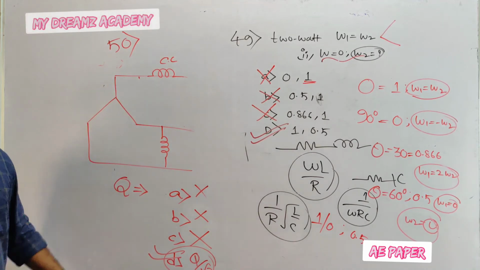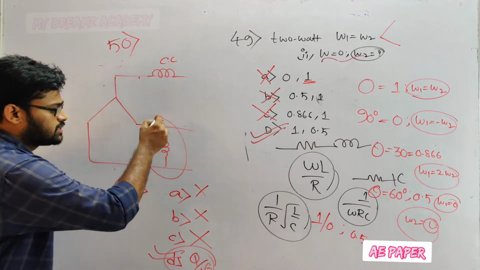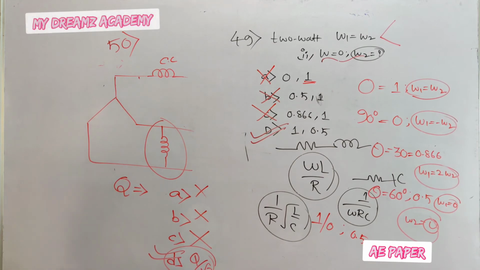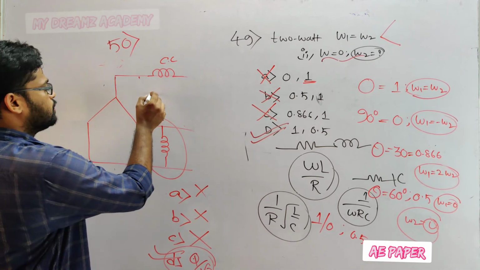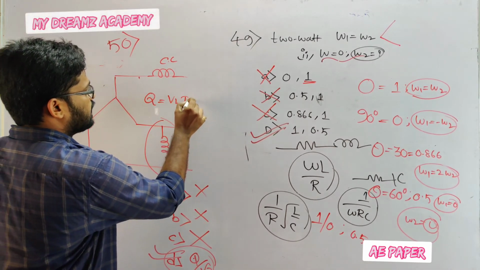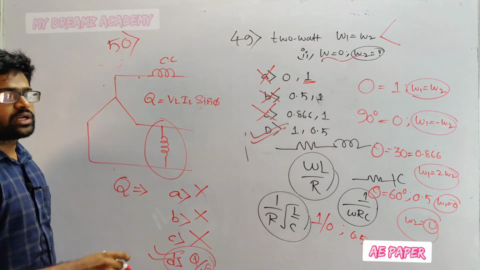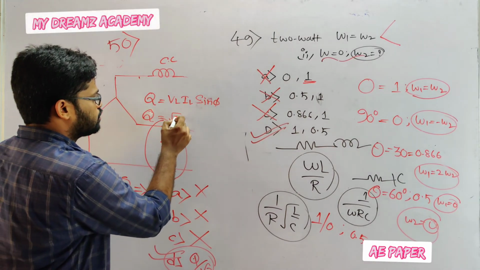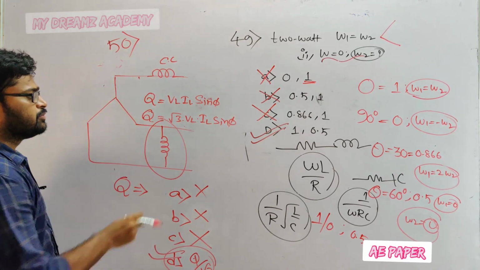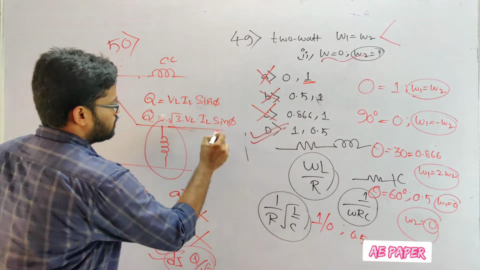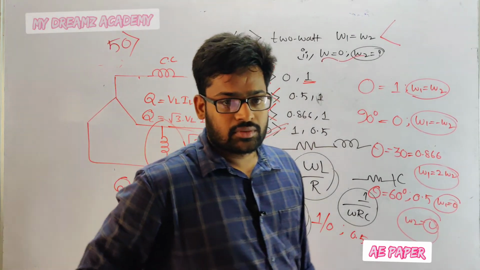If the current coil is in series with one phase and the pressure coil is across the other 2 phases, it will measure reactive power, but not the total 3-phase reactive power; it gives it divided by √3. So it will give Q equal to VL IL sin phi. But the total 3-phase reactive power is Q equal to √3 times VL IL sin phi. If you want to calculate this from the reading, divide by √3. So option D is correct. Thank you all. This covers questions 41 to 50.